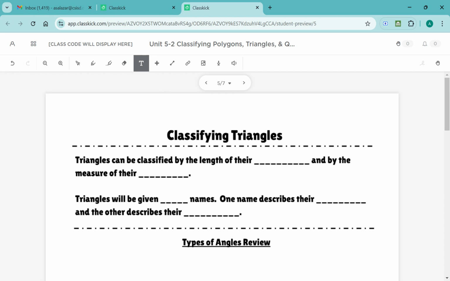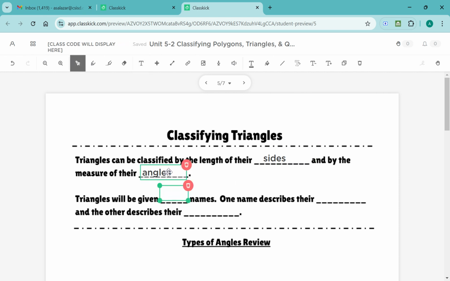The two things we look at when we classify triangles is they can be classified by the length of their sides, so we look specifically at how long their sides are, and by the measure of their angles. So that is looking at whether their angles are more than 90 degrees or less than 90 degrees. Since we look at two things, sides and angles, we can give triangles two names, one based off of their sides and one based off of their angles.